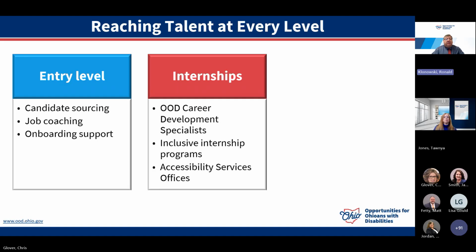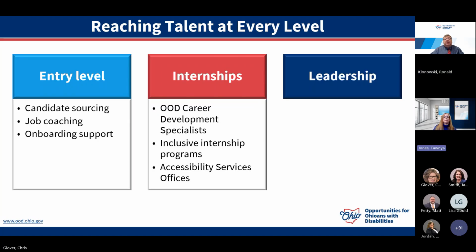Collaborate with college disability and accessibility services offices. Build relationships with institutions to connect with students preparing to enter the workforce. Share success stories. Highlight past interns with disabilities who thrived in your organization. This builds trust and encourages others to apply. Tawnya, can you talk a little bit about leadership roles?